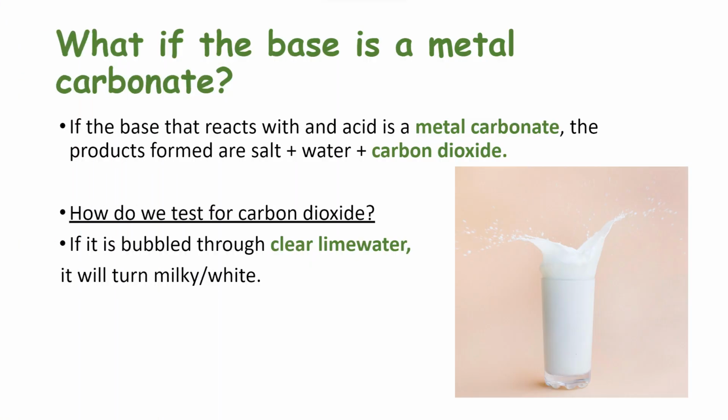If the base is a metal carbonate, it has one more product. It produces carbon dioxide in addition to salt and water. Therefore, the products of an acid reacting with a metal carbonate will be salt plus water plus carbon dioxide. But how can we know for sure that carbon dioxide is being produced during this reaction? We can bubble the released gas through clear lime water. If it turns white, we know that carbon dioxide is present.